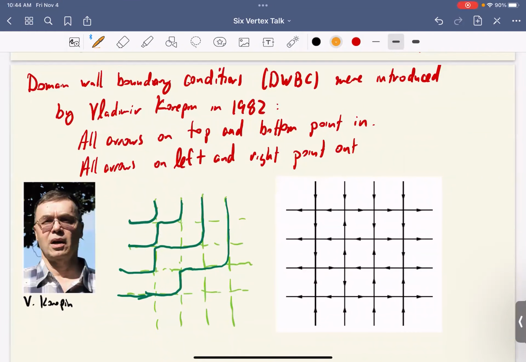But some different boundary conditions were introduced by Vladimir Korepin in 1982. And these are the boundary conditions in which all the arrows on the top and the bottom point in, all the arrows on the left and the right point out. So these are some fixed boundary conditions. And if you're looking at the non-intersecting paths picture, it means the paths all enter from the top and they all exit from the left, or maybe they enter from the left and exit from the top. I'm not sure.